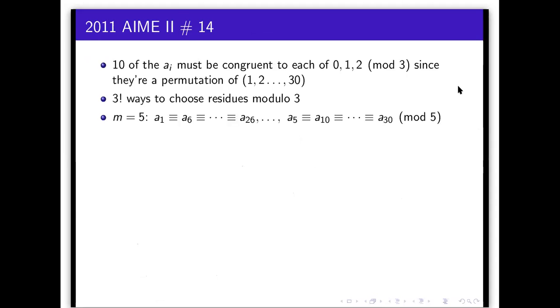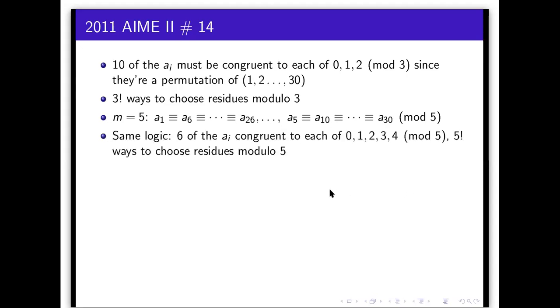And finally, for m equals 5, we get 5 chains of congruences. The indices are either 1 mod 5, 2 mod 5, 3 mod 5, 4 mod 5, or 0 mod 5. So by the same logic, we get that one of these chains is 0 mod 5, one of them is 1 mod 5, and so on. So there's 5 factorial ways to choose the residues mod 5.